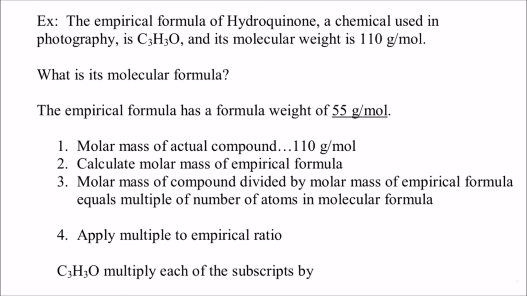Okay, the next step is to divide the big number by the small number. In other words, the molar mass of the actual compound divided by the molar mass of the empirical formula. So we're going to do 110 divided by 55, and we get 2. This is that multiplying number. So we're going to multiply our empirical formula by this number here.